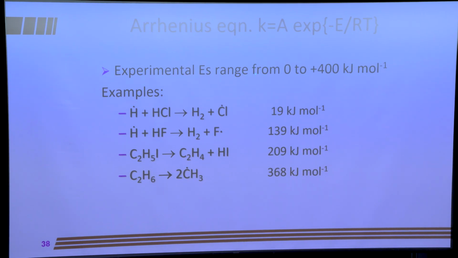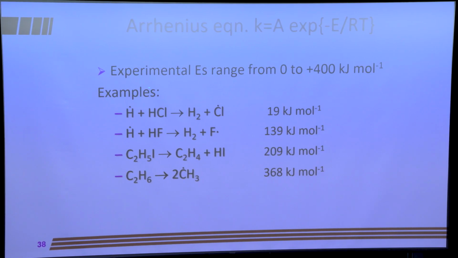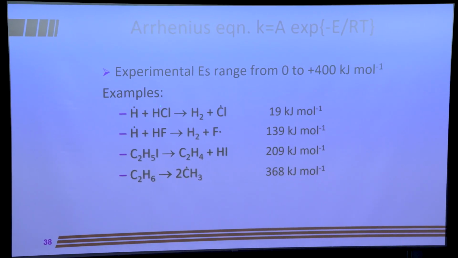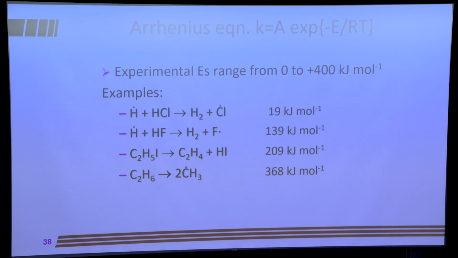Experimental activation energies range from 0 to about 400 kilojoules per mole. Here are some examples. So here, for instance, a hydrogen atom abstracting a hydrogen atom from HCl has a very low activation energy of 19 kilojoules per mole. Okay? Whereas breaking a carbon-carbon bond in ethane has an activation energy of 368 kilojoules per mole. So it depends on the type of reaction what the activation energy actually is.